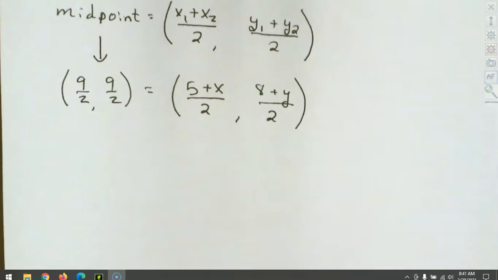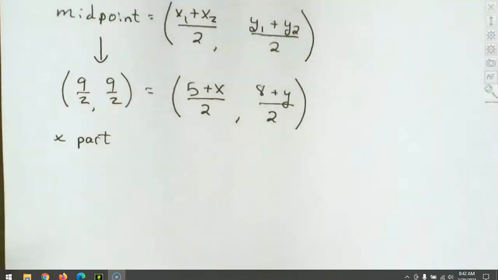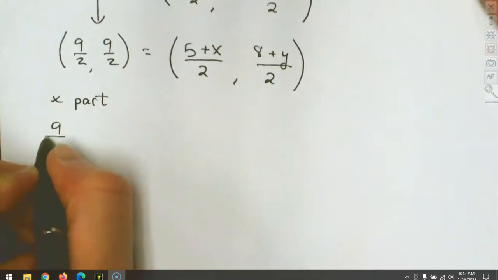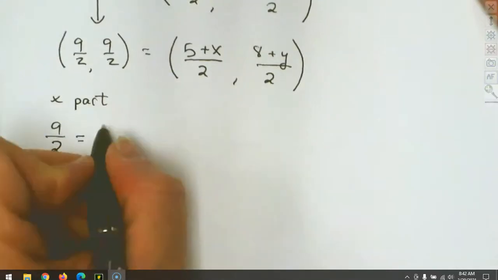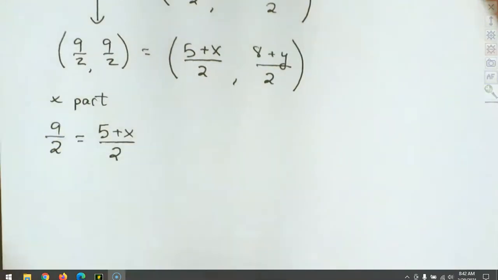Now, when we solve this out, what are we going to have to do? We're going to have to solve two equations individually. Okay, so we're going to get two equations, one for the x, one for the y. The comma separates the two of them. Now, the fractions are going to clear themselves out because they have the same denominator. So let's now just focus on the x part. On the x part, we have 9 over 2, and that equals 5 plus x over 2.